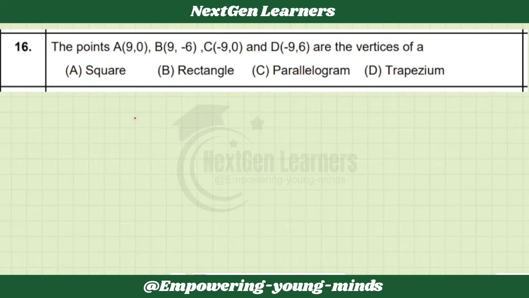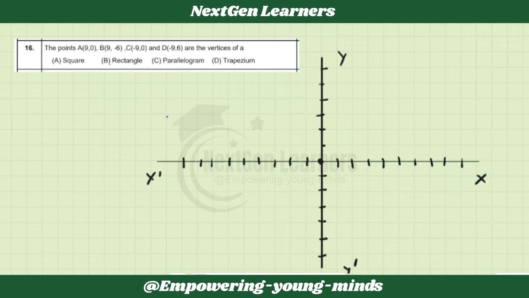So if I plot all these points on a plane, my plane will look like this. Let me draw the plane as well. As you know, I have drawn my plane. Now let's plot these points. First is 9 and 0. So 9, 0 will be here.